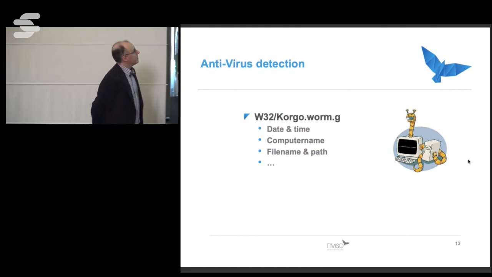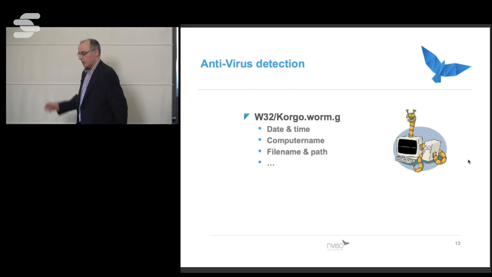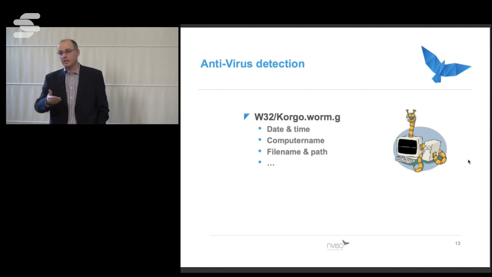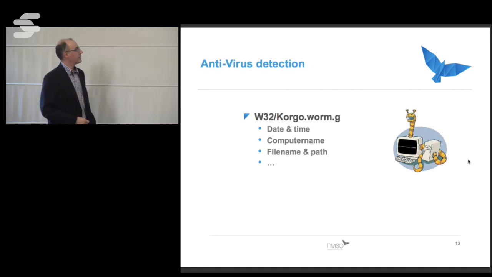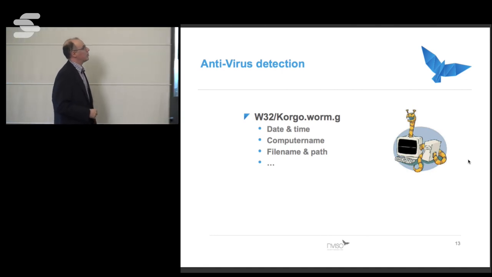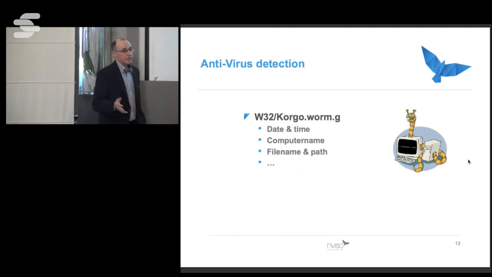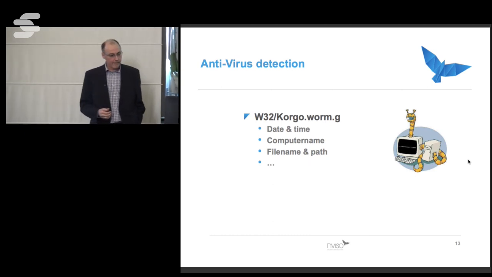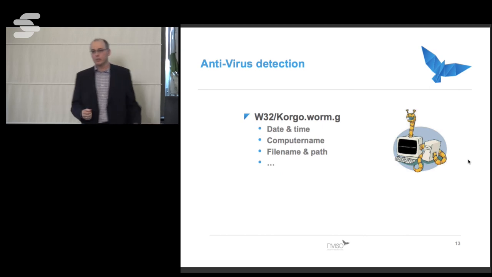Now you will often get the date and time of the incident, and that is almost always the date and time of the detection. Not necessarily when the initial infection happened, not the timestamp of the file creation or things like that. It's often when it was detected. A computer name, on which machine it happened. And then the file name and the path. If you're lucky, you have the path. You know where it is, but also with a file name.